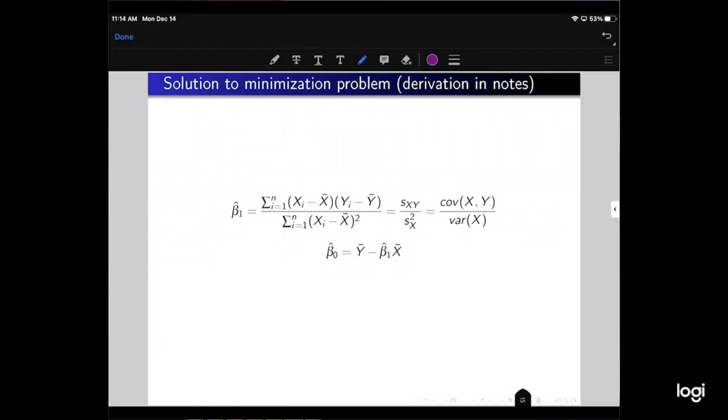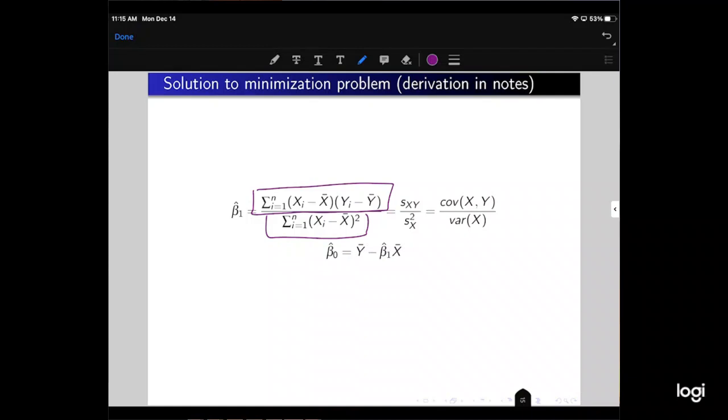The solution to the minimization problem, I'm not going to go through this in the lecture, but you can find how this is done both in the book and also in the appendix and the lecture notes. But the solution is given here. So beta 1 hat is equal to the covariance of x and y over the variance of x. And this is the sample covariance over the sample variance. We don't have to divide by the 1 over n or the 1 over n minus 1 because they would cancel out.